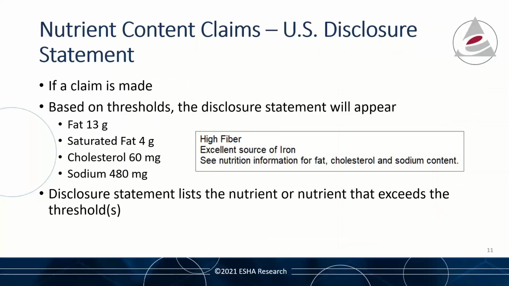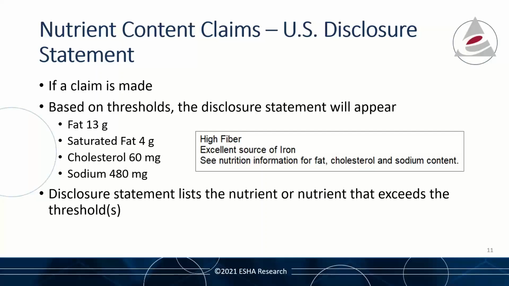With U.S. claims regulations, if a nutrient content claim is made, but certain nutrients surpass determined thresholds, then a disclosure statement must be included with the nutrient content claim or claims. And the nutrient thresholds are fat at 13 grams, saturated fat at 4 grams, cholesterol 60 milligrams, and sodium at 480 milligrams. This is intended to help consumers sift through statements on packages. For instance, if a food includes a claim of high in fiber, but the sodium content is greater than 480 milligrams, the consumer needs to weigh the benefits versus possible concerns of consuming the food. So it just helps keep consumers informed.